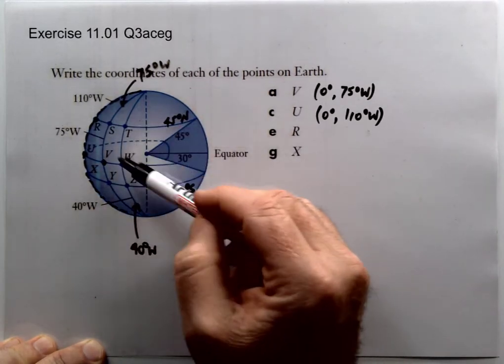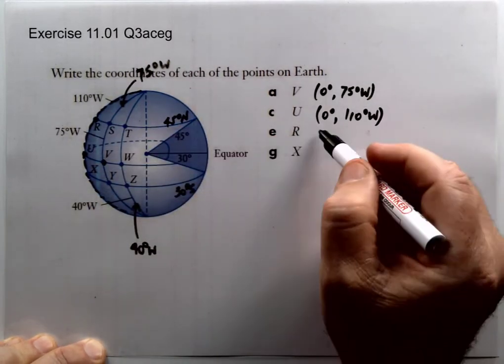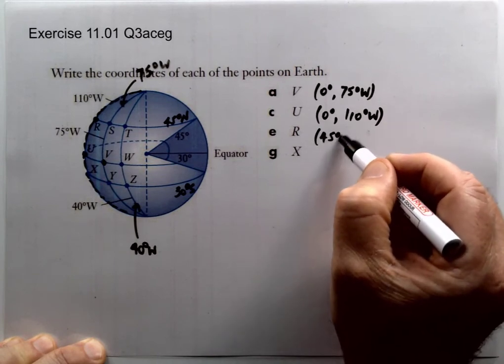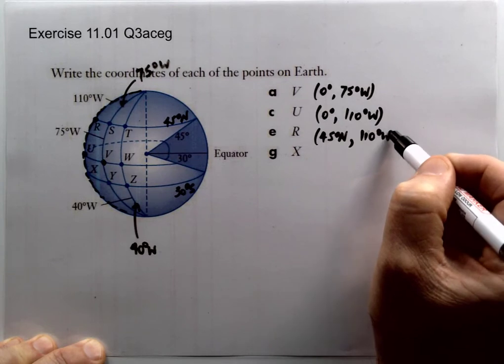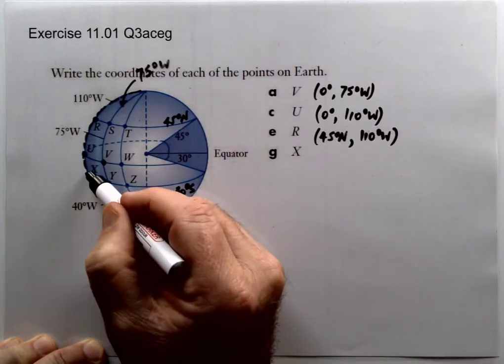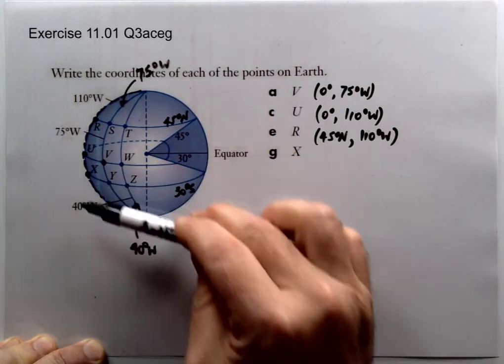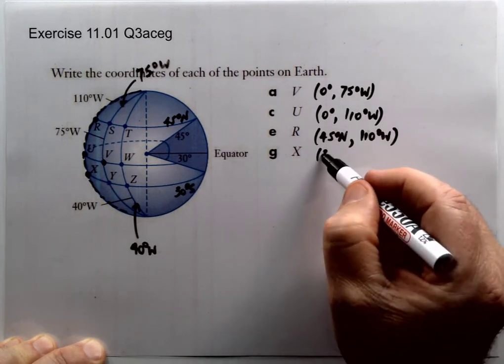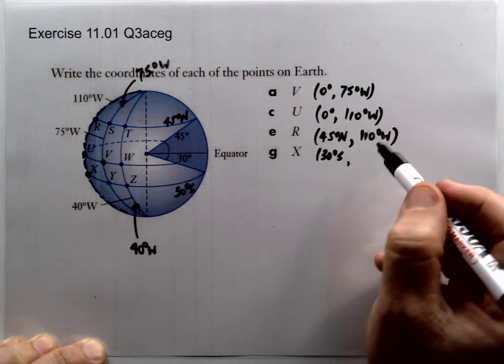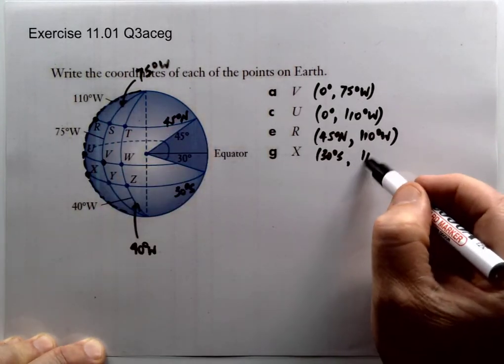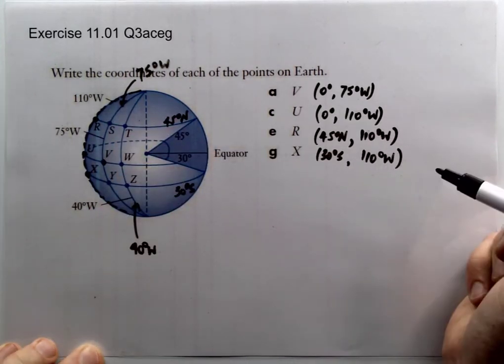So this time it's up north of the equator, so it's 45 degrees north. And again, it's on that 110 degrees west meridian. And X, which is just down here, so it's south of the equator, it's 30 degrees south, so on this line of latitude. And again, it's on that meridian 110 degrees west.